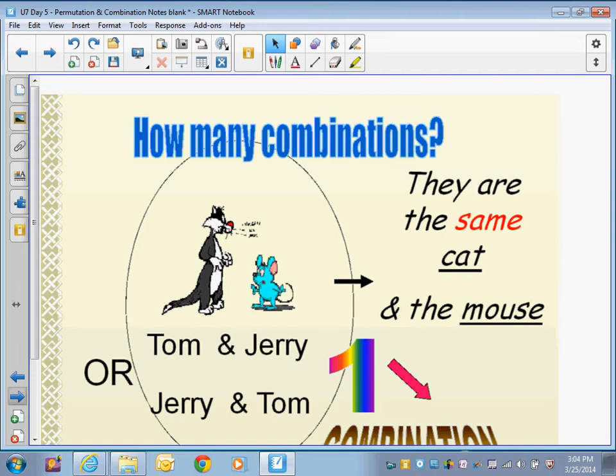3, we're going to look at combinations. In combinations, we don't arrange the selections in order. So here, order doesn't matter. So here's our example, Tom and Jerry, or Jerry and Tom. The order doesn't matter, so it's only one combination here. They're the same cat and mouse. Only one combination. Order doesn't matter.